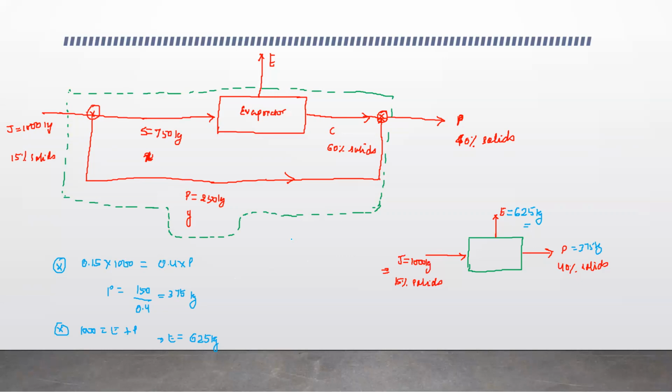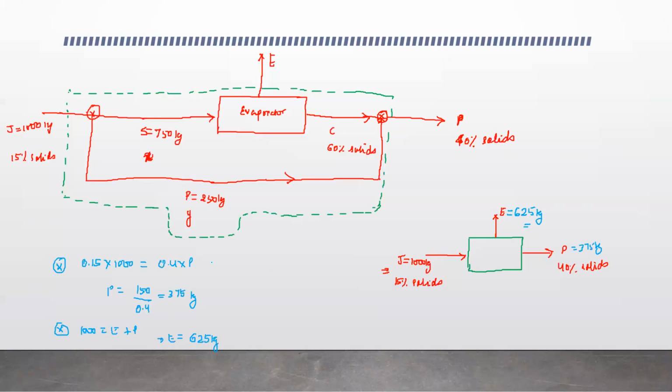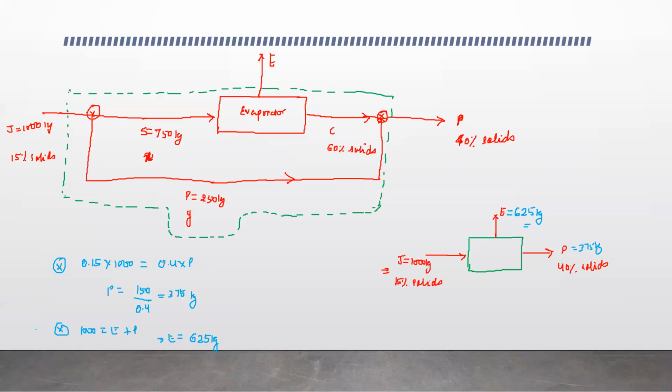Then we are going to do the remaining balances. Next, we have to find X and Y, that is, the mass fraction of solids in strained juice and the mass fraction of solids in pulpy juice. For the strained juice, I'll use the evaporator. So let's make the block diagram for the evaporator.